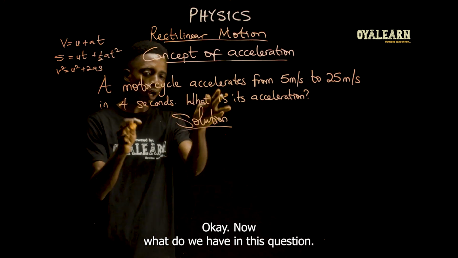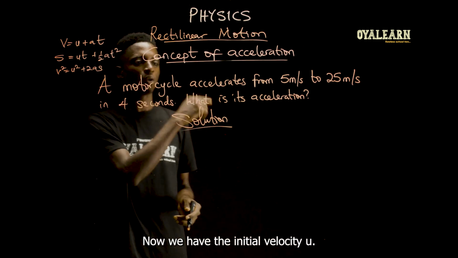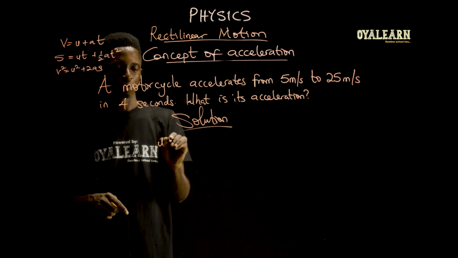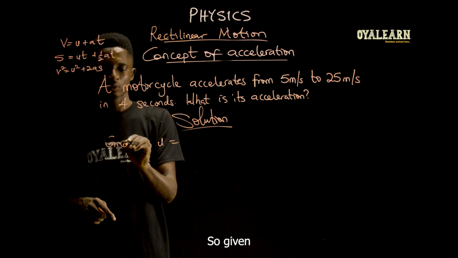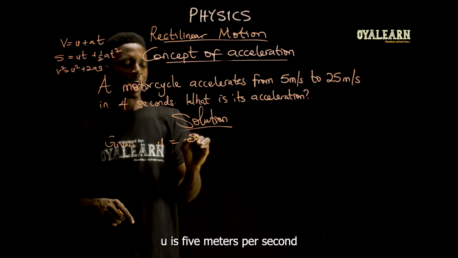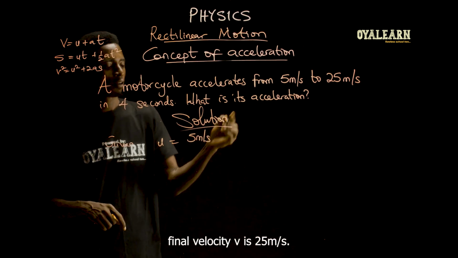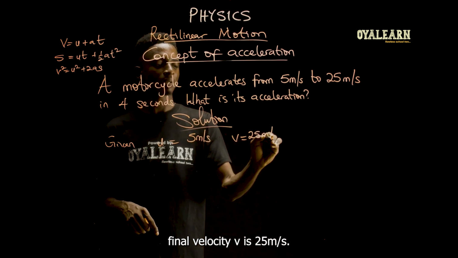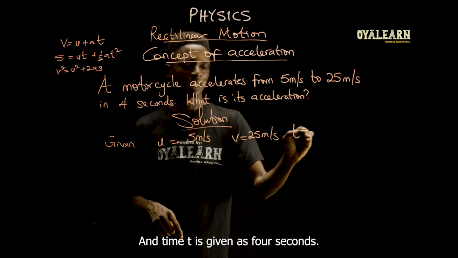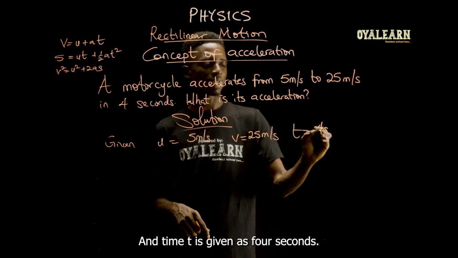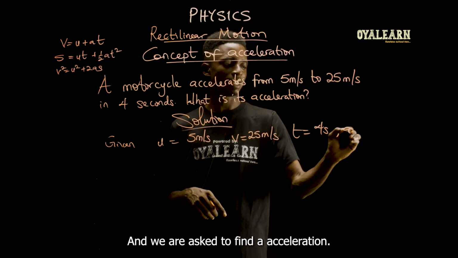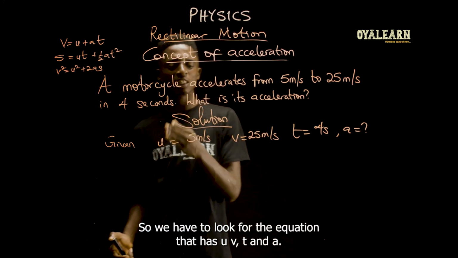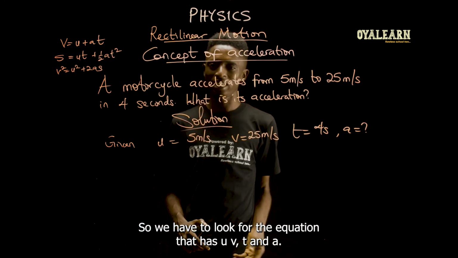Okay? Now, what do we have in this question? We have initial velocity u. So given u is 5 meters per second, final velocity v is 25 meters per second, and time t is given as 4 seconds. And we are asked to find a, acceleration. So we have to look for the equation that has u, v, t, and a.